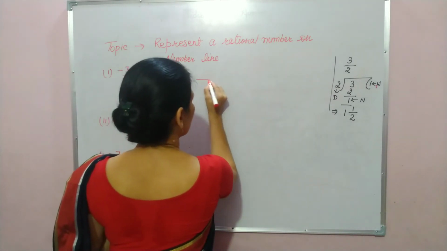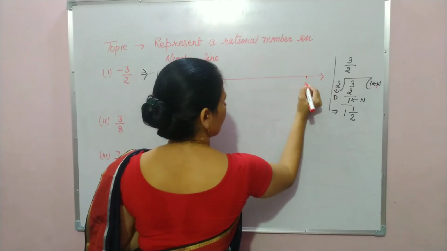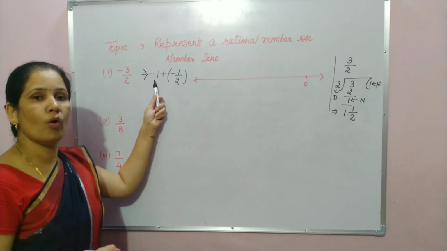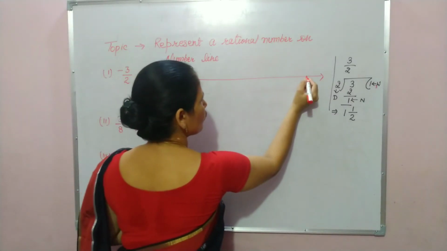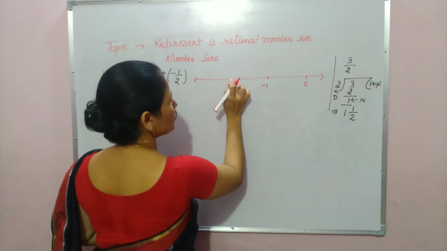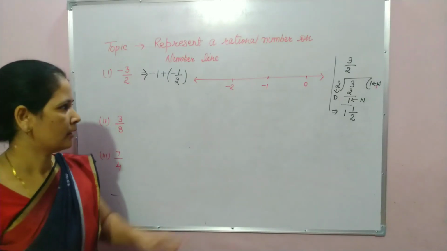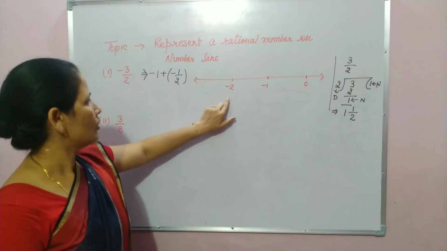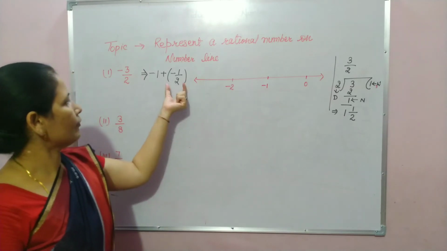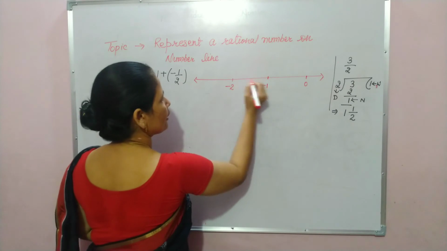Now let's draw the number line. Here is 0. And friends, we observe this number is more than minus 1. So from 0 to 1, here is minus 1, and then here minus 2. It's a combination of minus 1, so till minus 1 is here, then after that half. So it will come between these two.